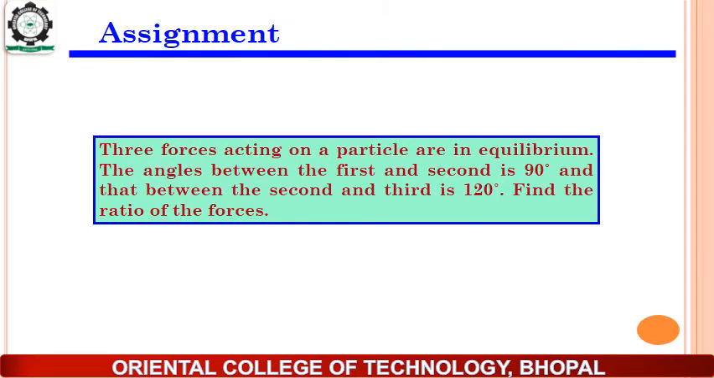This is an assignment for you. Three forces acting on a particle are in equilibrium. The angle between the first and second is 90 degree, and that between the second and third is 120 degree. Find the ratio of the forces. So it is also simple. You all have to try this numerical, and please complete your assignment.